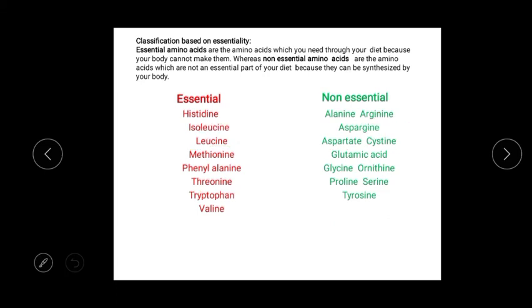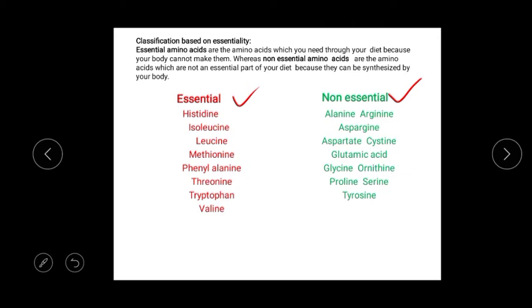The next type of classification is based on essentiality. We know amino acids are very essential to the human body. Not only the human body, every organism needs amino acids. There are two types of amino acids, essential and non-essential. Essential amino acids are the amino acids which you need through your diet. We have to take them as part of our food because our body cannot make them by itself.